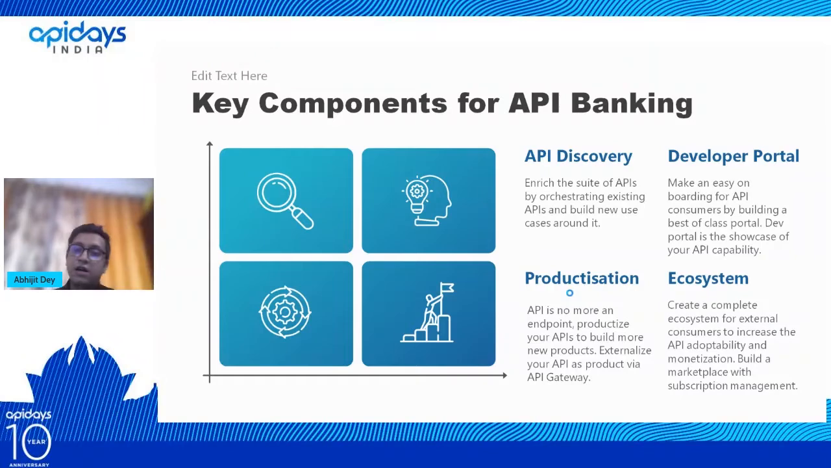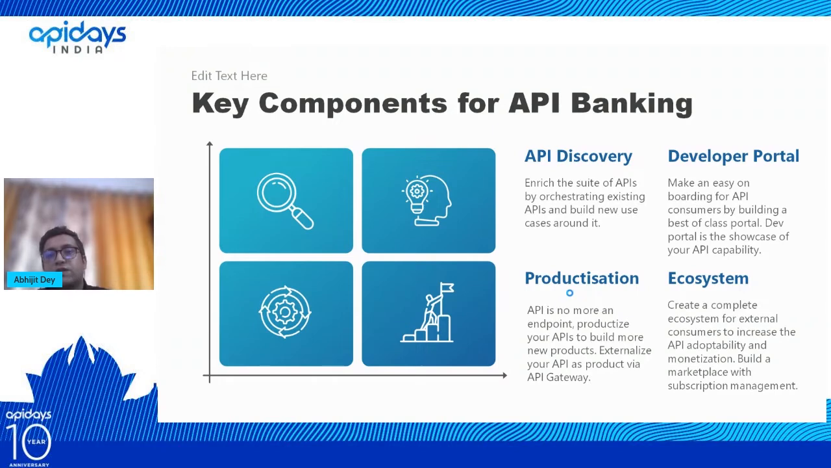Then the fourth pillar of component, right, of API banking key components is the ecosystem. See, you have got your API, you have discovered whatever use cases you have. Based on the use cases, you have created your APIs, then you have productized it. Now you have hosted and published it in your developer portal. You have a very good onboarding journey.